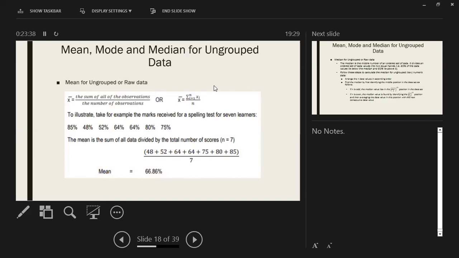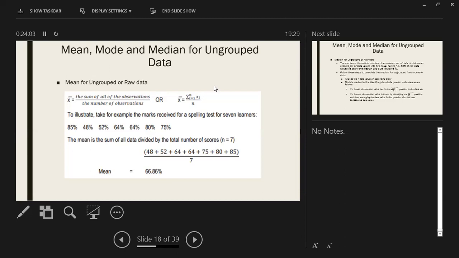All right. So what you need to understand, the reason why I'm taking time to explain and to differentiate between ungrouped data and grouped data, is because the formulas that are used for mean, mode, and median for ungrouped data are different from the formulas that are used for the mean, mode, and median for grouped data.